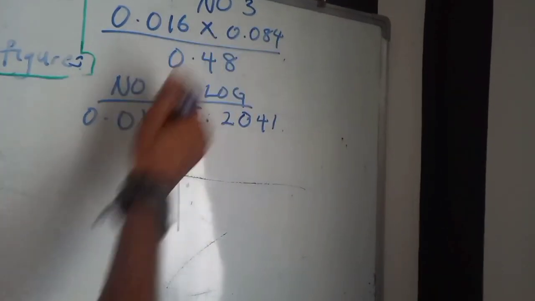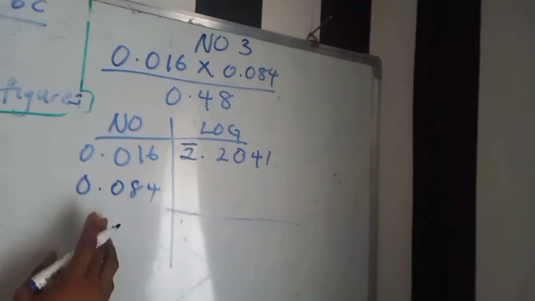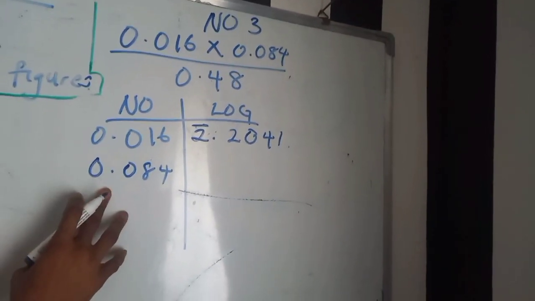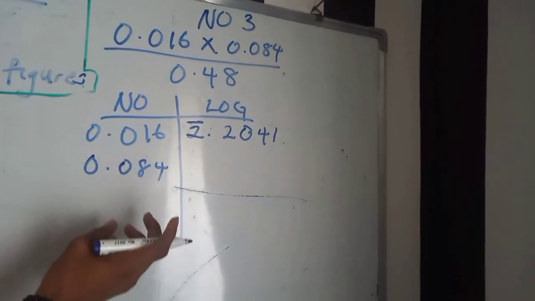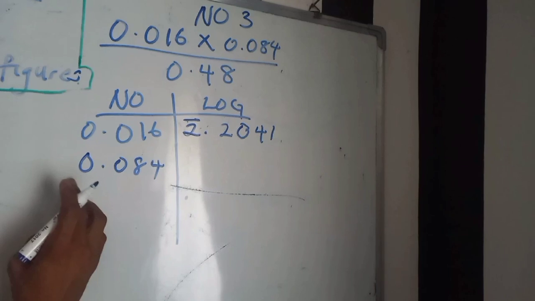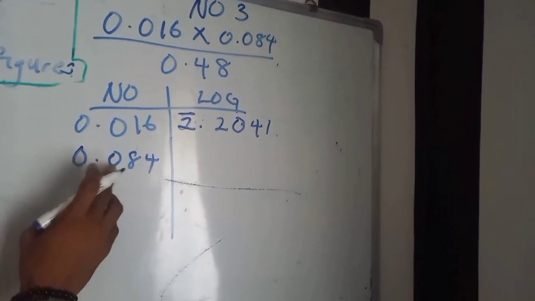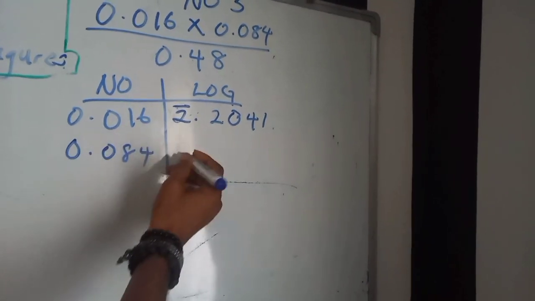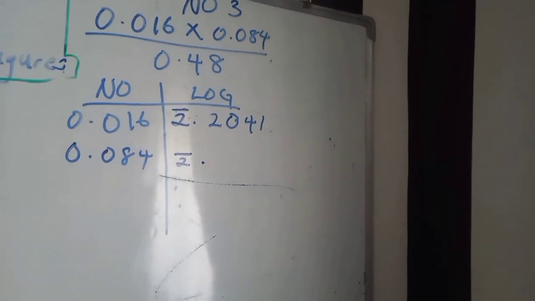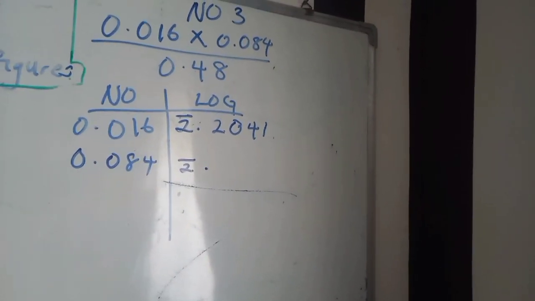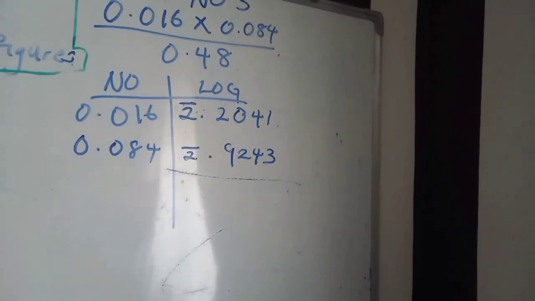Okay, let's go to the next one, which is 0.084. Again, how many zeros come before the number? Because zeros come before the number, I count the zeros. If it were a number with digits before the decimal, I would count the digits before the decimal, but here I count all the zeros. So it's 2 zeros, so it is bar 2. You don't add, you don't subtract. Write it down there. Then you find the logarithm of 84, which is 92943. This is the logarithm of 0.084.